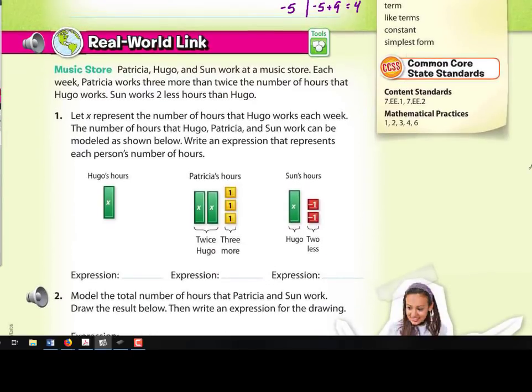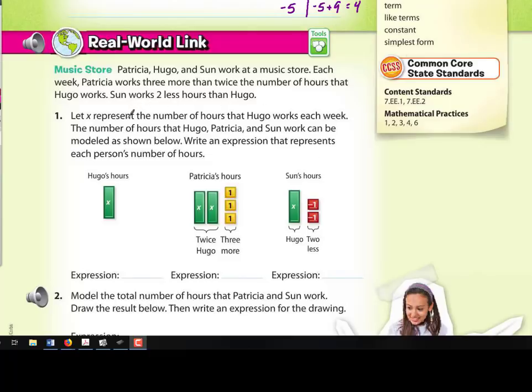So now we're going to look at simplifying these expressions, and let's go to this real world link. Patricia, Hugo, and Son work in a music store. Each week, Patricia works 3 more than twice the number of hours that Hugo works. Son works 2 fewer hours than Hugo.